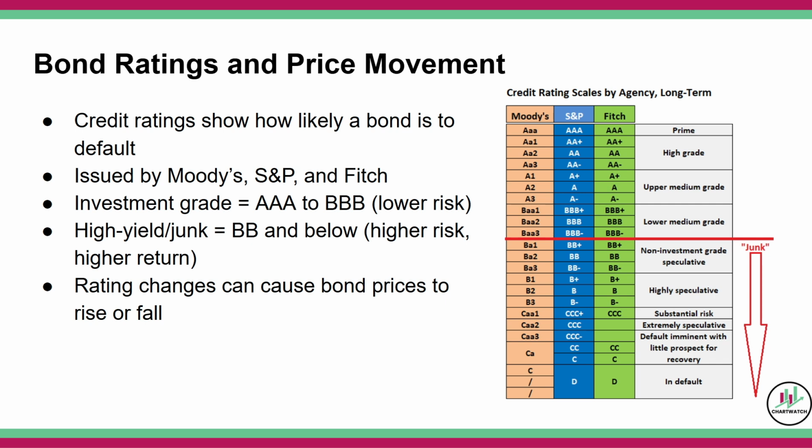Bonds rated AAA to BBB are considered investment grade. They're lower risk and typically issued by stable governments or corporations. These could be Apple, Microsoft, big companies, or governments. Anything rated BB or lower is called high yield or junk. So investment grade goes all the way down to BBB minus, and anything below that is called junk. This means it carries higher risk but offers higher returns.